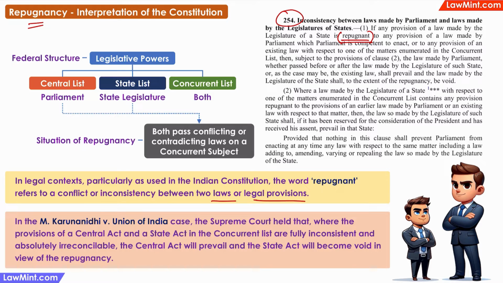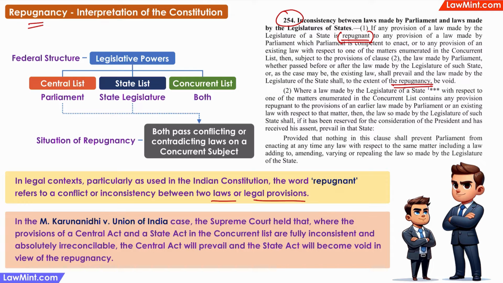This article says that if there is a contradiction or a conflict between a law made by the state legislature and a law made by the parliament, this is a situation of repugnancy. In such a situation, the law made by the parliament will supersede or prevail over the state law, up to the extent of the repugnancy.